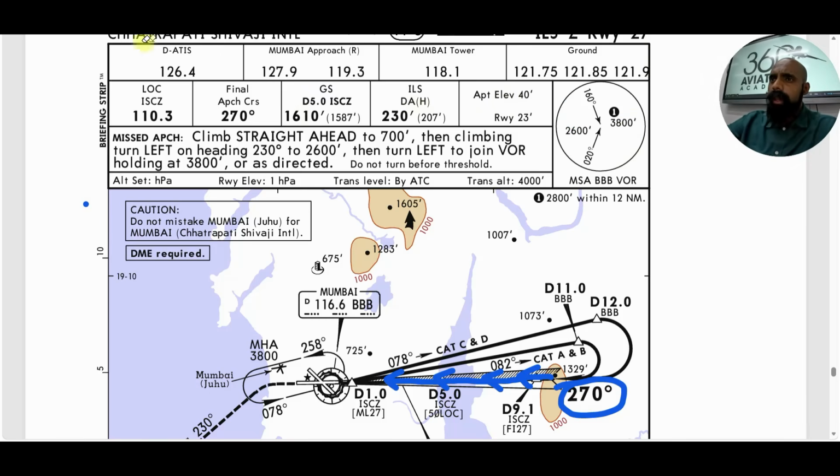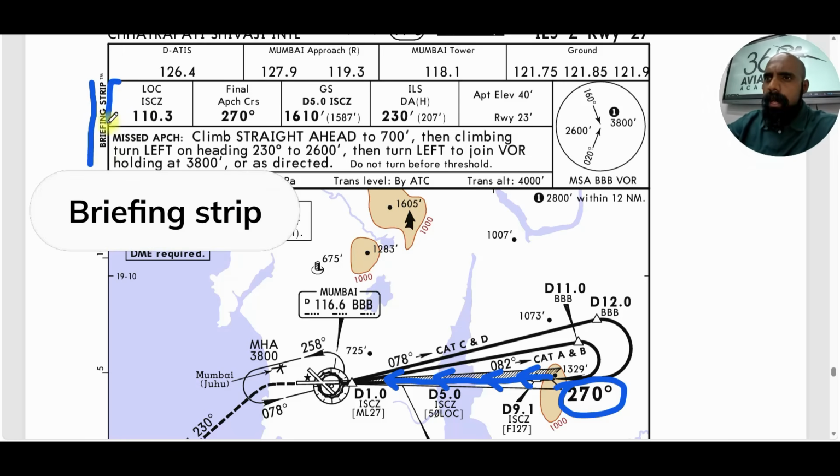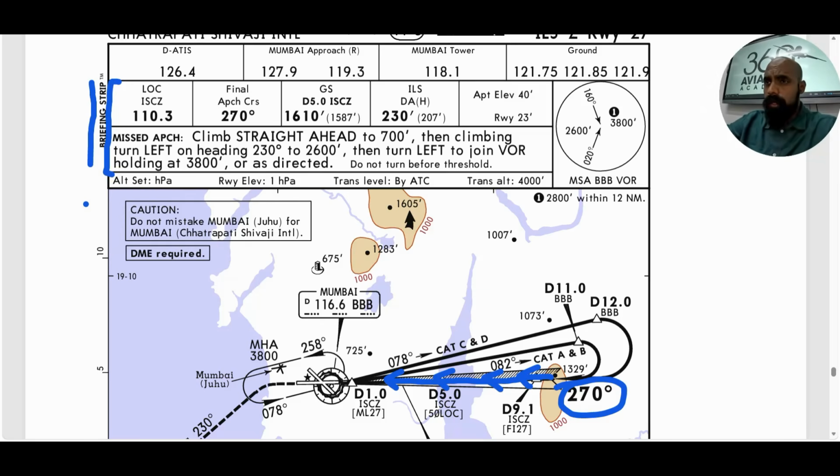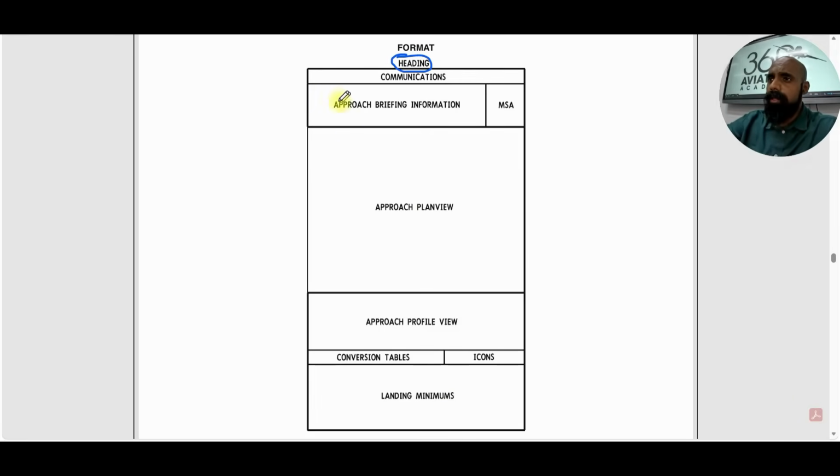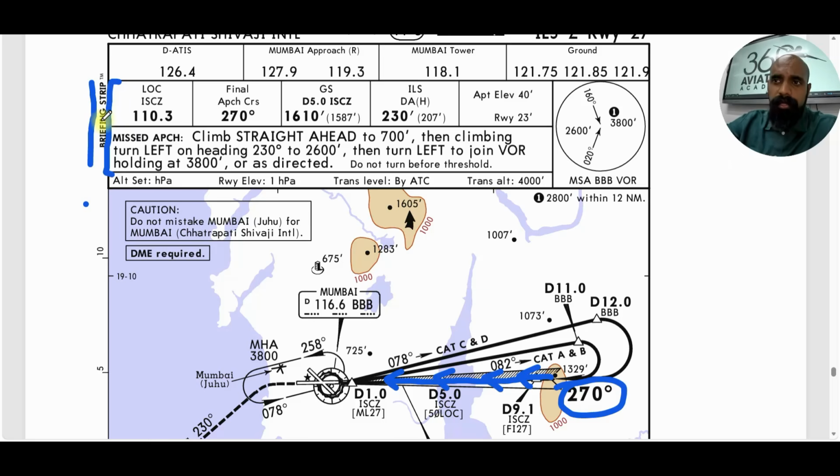So moving forward now, if you look at the left side of the strip, you can see this is called the briefing strip. That is because this entire segment should form part of your approach briefing. If you look at the Jeppesen legend as well, you will notice that they call this the approach briefing information, and that is why they have mentioned this as the briefing strip over here, so that you end up doing it in your briefing, and it's very critical information.